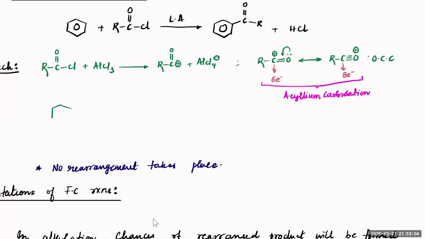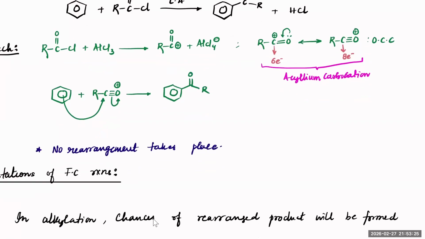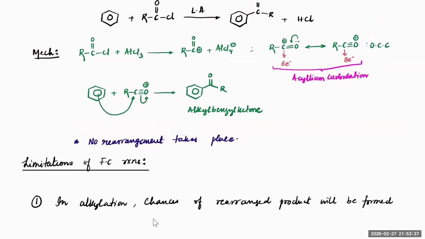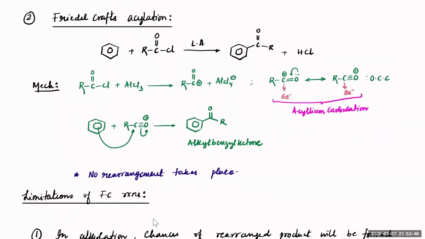And then benzene reacts on that carbon. So we'll get RC triple bond O with a plus charge here. So benzene will attack on this. This oxygen will move, and thus we will get a double bond carbon with an R group here. So what we are getting here is an alkyl benzyl ketone. Of course, because the stability is much more in the acyl position only, no rearrangement further will take place here. So this is Friedel-Crafts acylation, everybody.